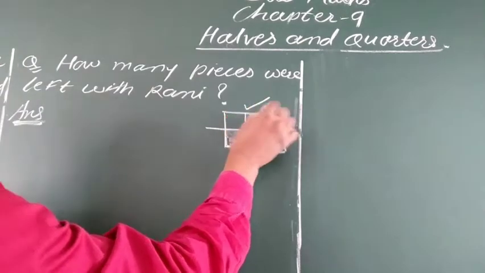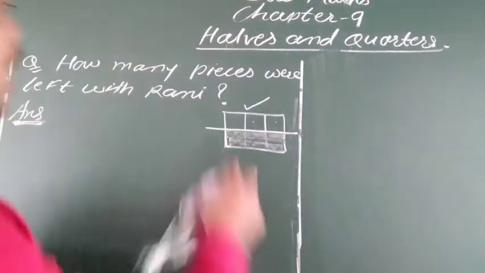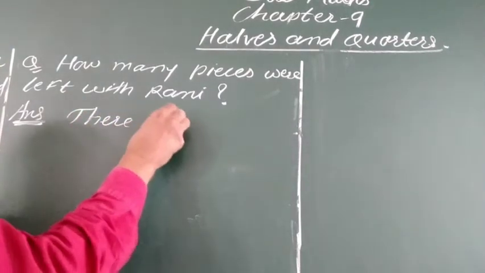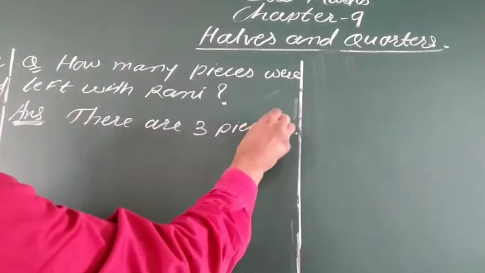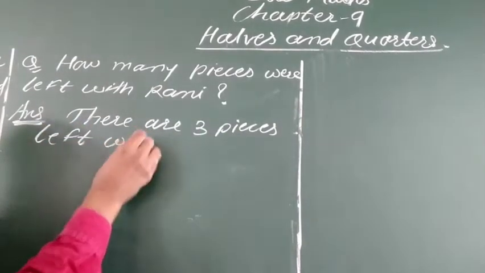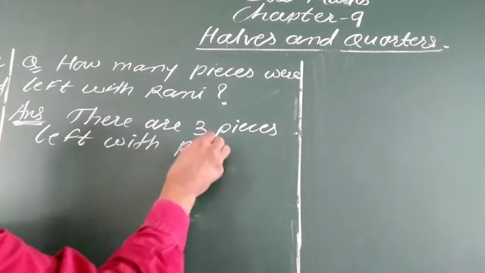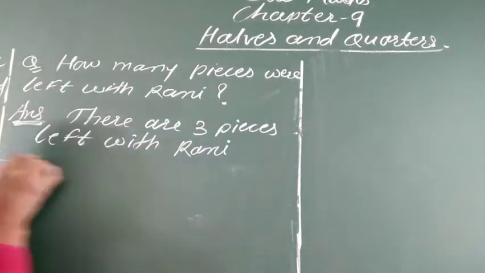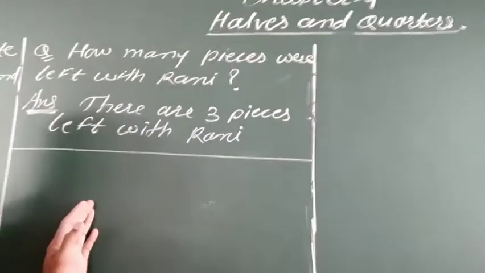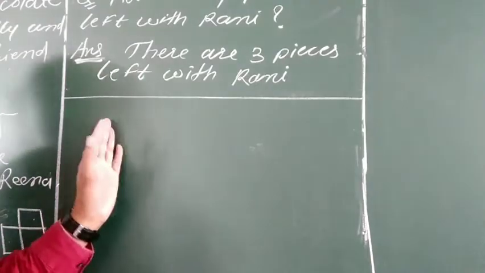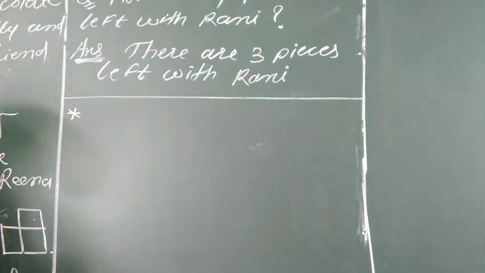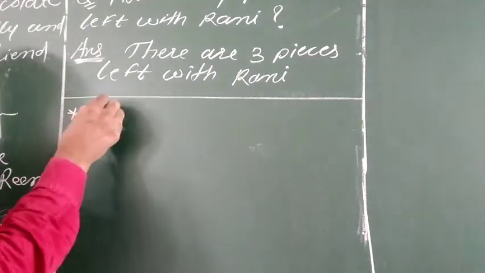So there are 1, 2, 3 pieces. So we can write here how many pieces are left with Rani. There are 3 pieces left with Rani. So this way we can find out, and we can divide things into half equal parts and share them with someone. Now next up, mini shapes from half shape.